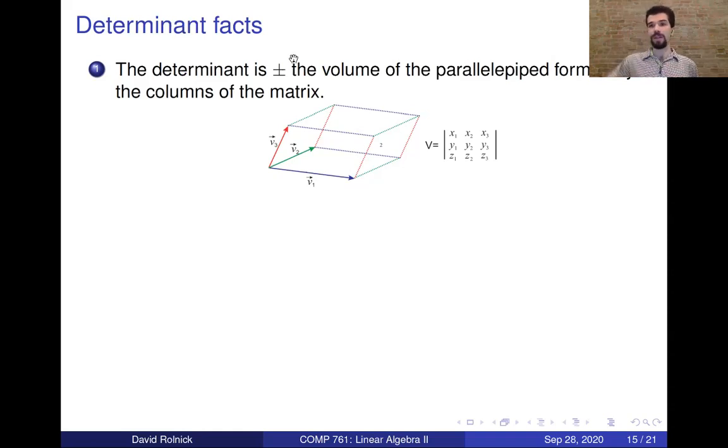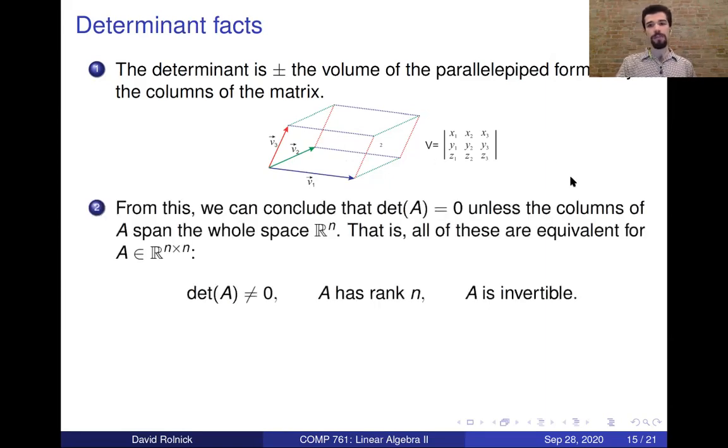And it's plus or minus because there's a sign involved. And the sign, there's this thing called weighted volume or signed volume. We don't have to get into that. It depends on basically the order of the columns in the matrix. Okay, this is really cool. And from this, we get actually a really cool, basically the most important fact about the determinant. So the determinant is 0 unless the columns of A span the whole space Rn.